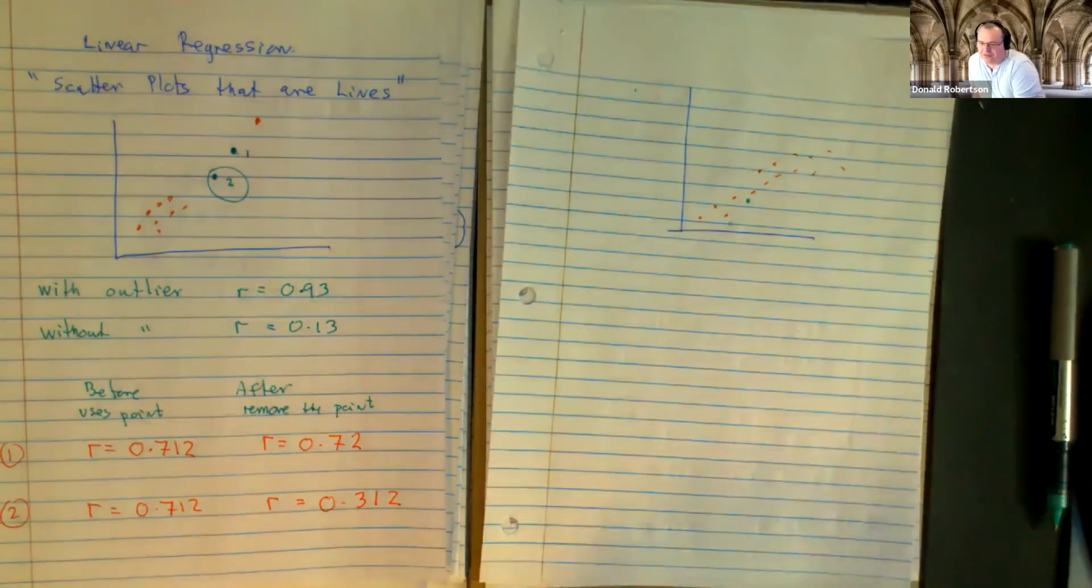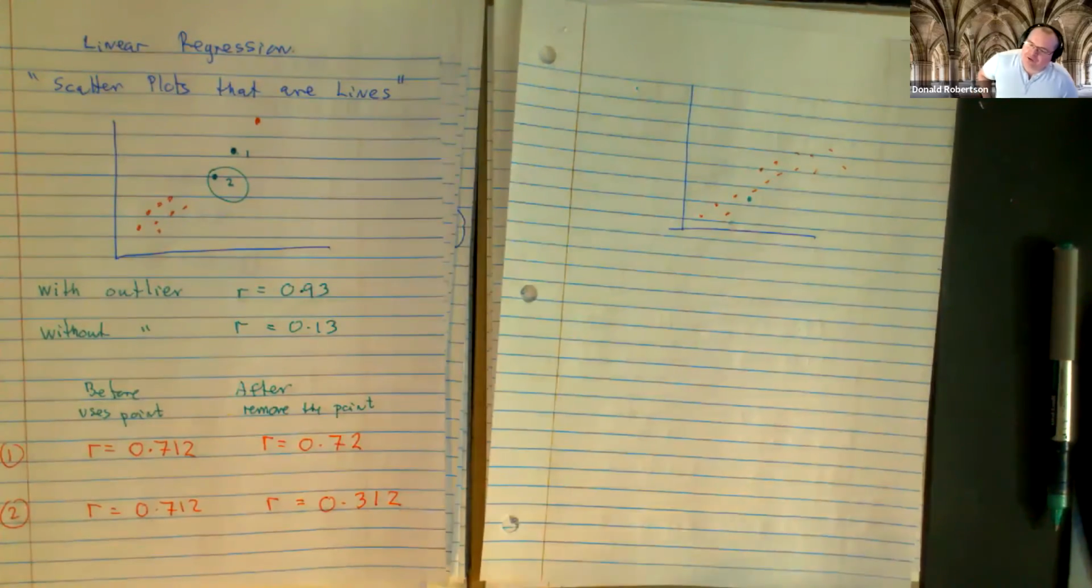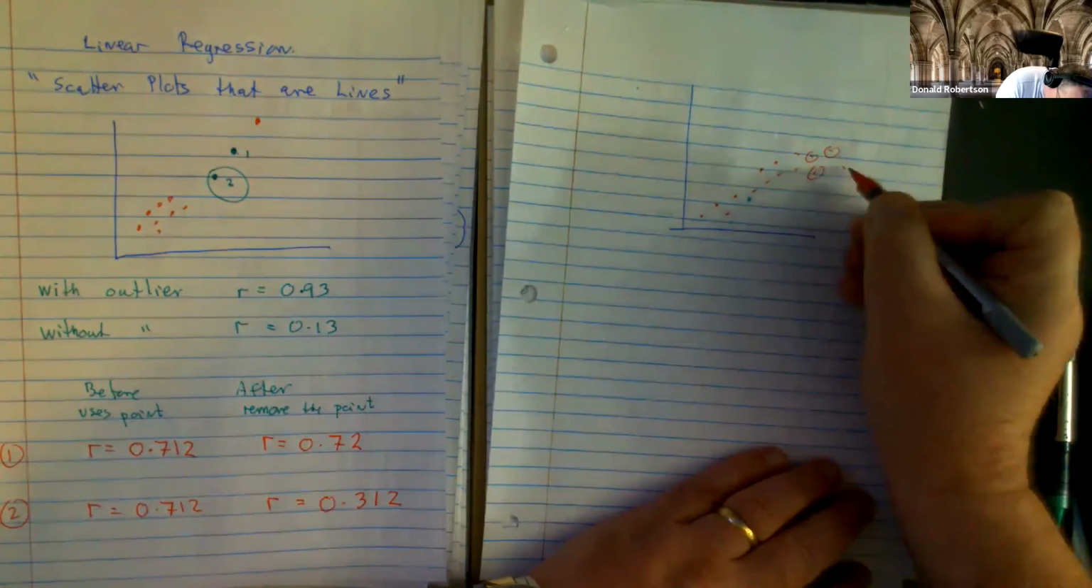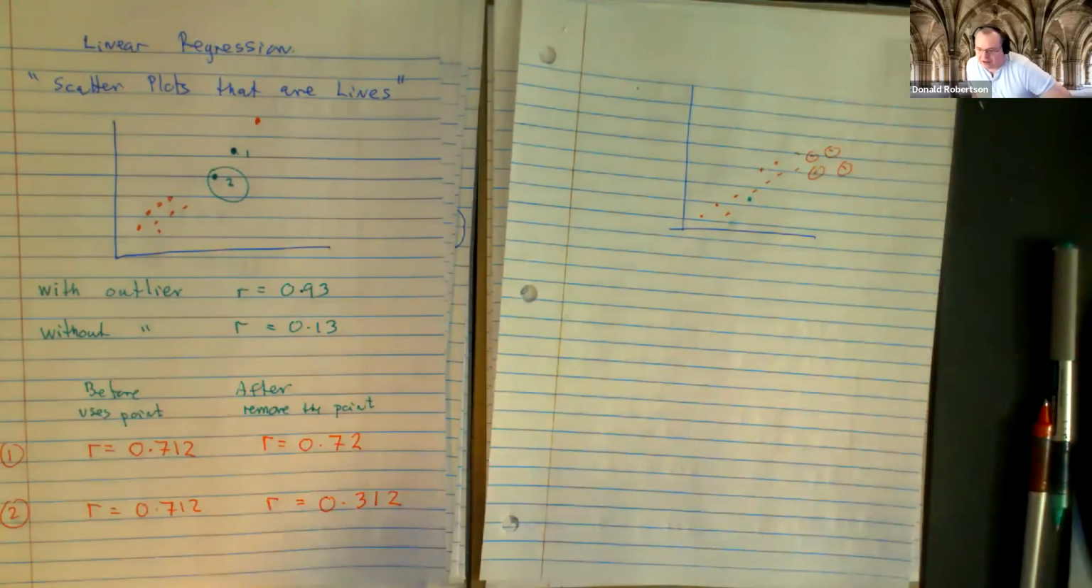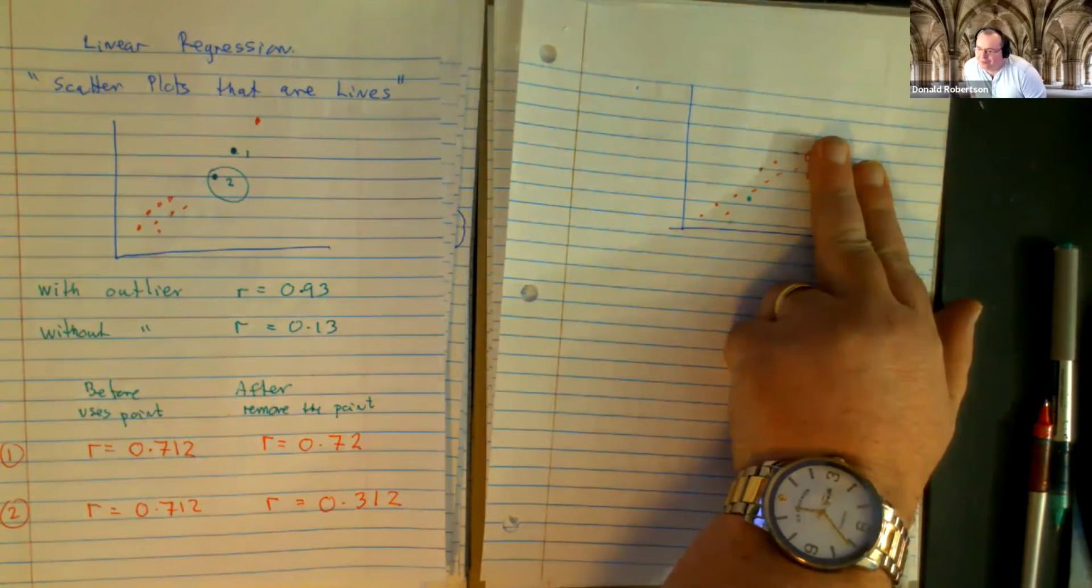Would you agree that's curvilinear? You see a curve? Now, if you were an unscrupulous person and you removed those 4 guys by pretending or lying or just saying they were outliers, wouldn't your new data look very linear?